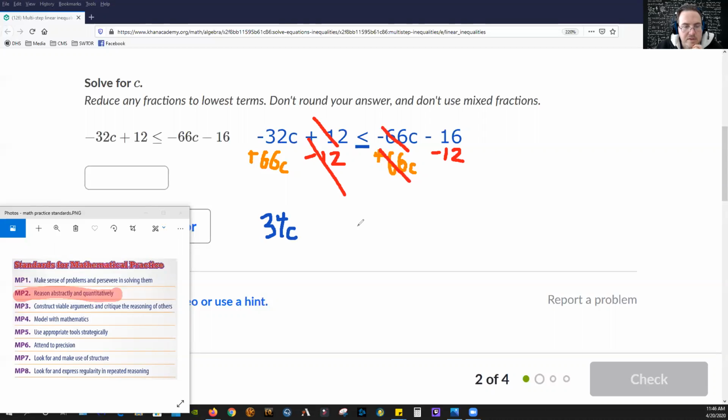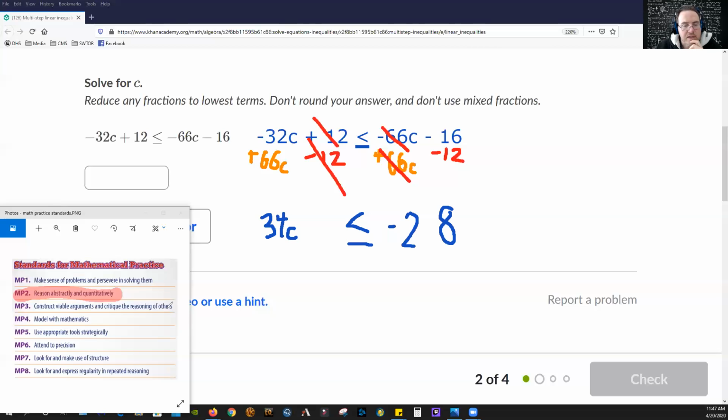Negative 12 and 12 make 0. So it's less than or equal to. This makes 0. Now, negative 16 minus 12. Okay, negative 16 minus 12 will be negative 28.